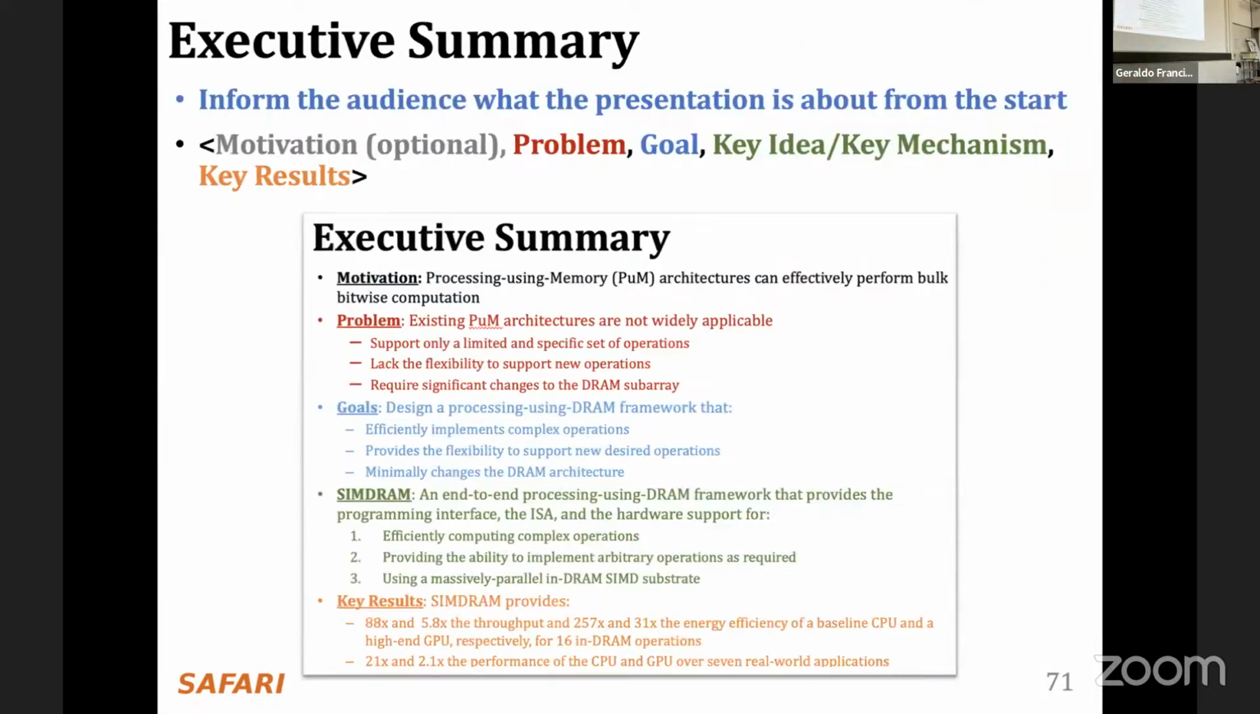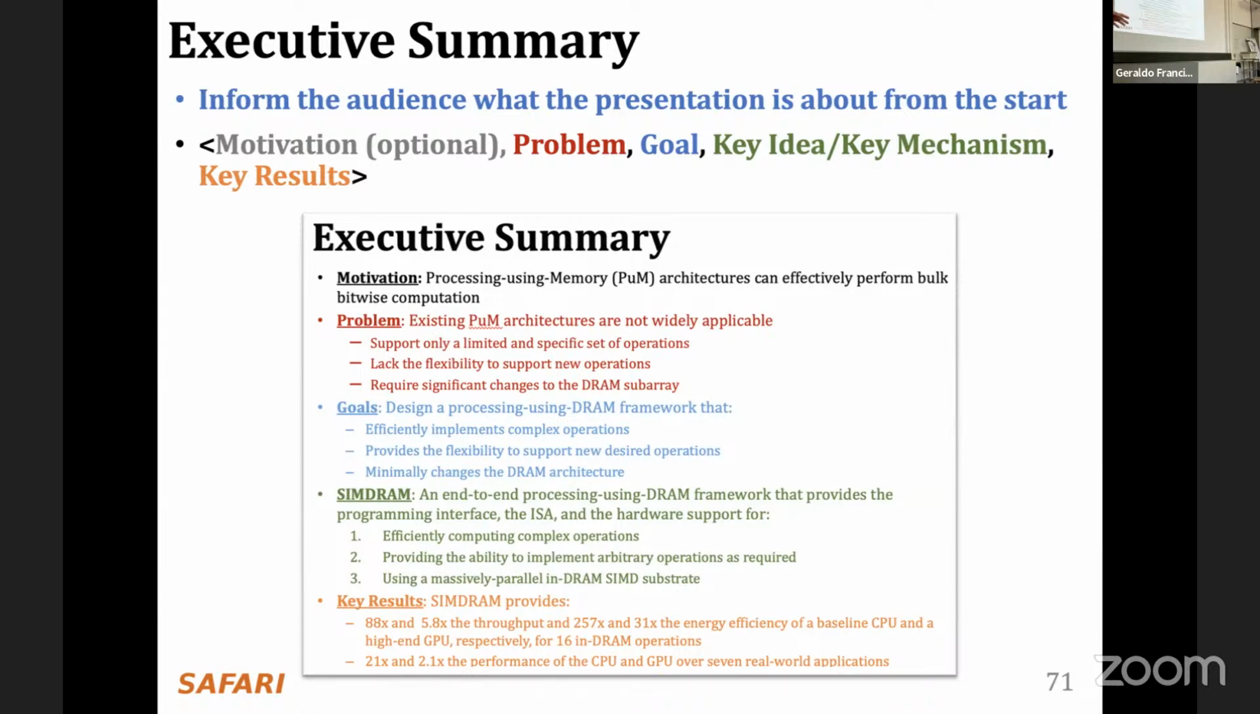Then this should be followed by an executive summary, and the goal of the executive summary is to inform the audience what the talk is about from the get-go. So if I'm in a busy conference center, there are many talks going on at the same time and I'm going back and forth between different talks, and I don't have time to sit down and listen to your 20 minute talk, give the key idea of your work at first, so the person can understand if they are going to invest the time or not in that talk.